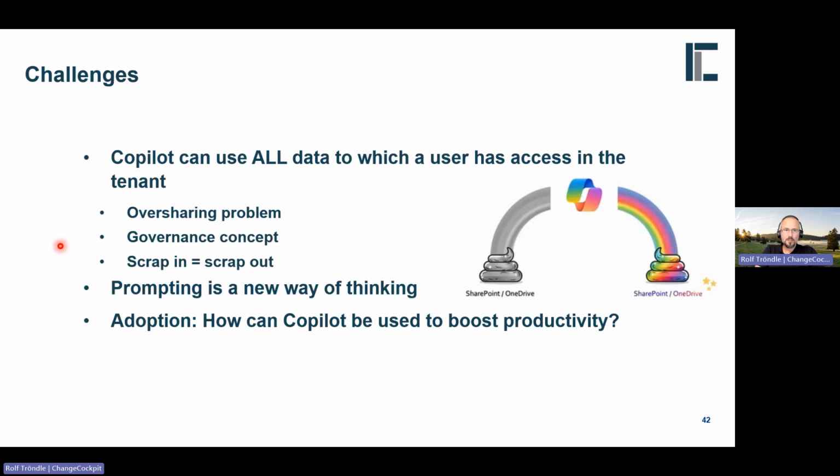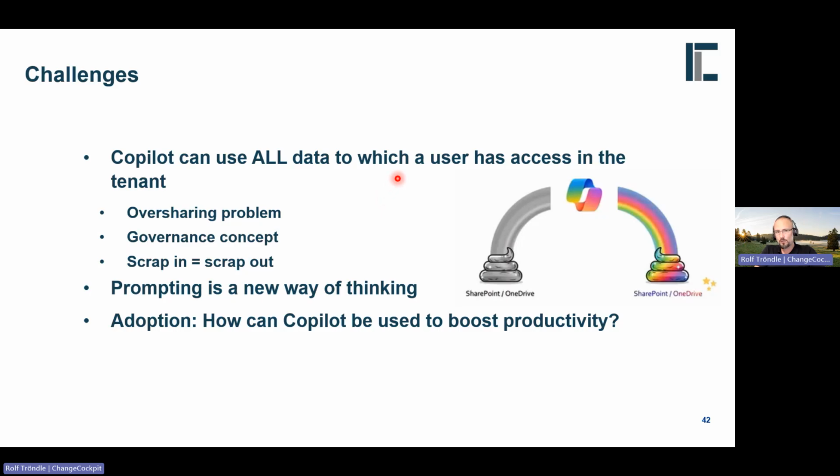Then there are governance concepts, and crap in equals crap out. That's why we need to see which sites we perhaps should also exclude from Copilot because there's only old and stale data in there.